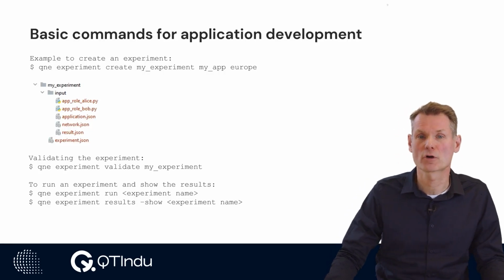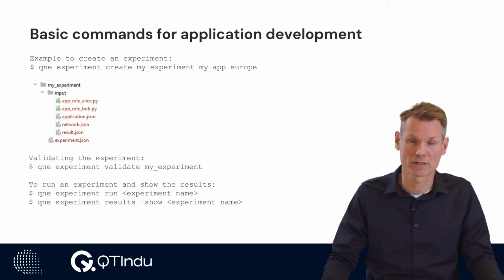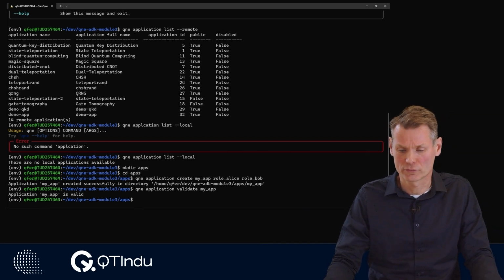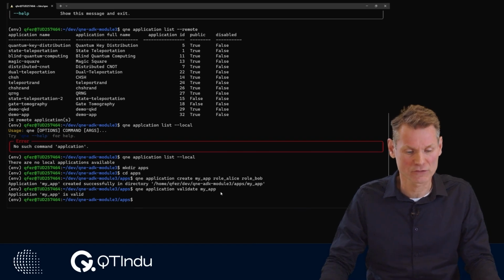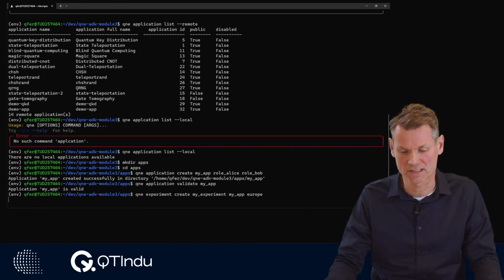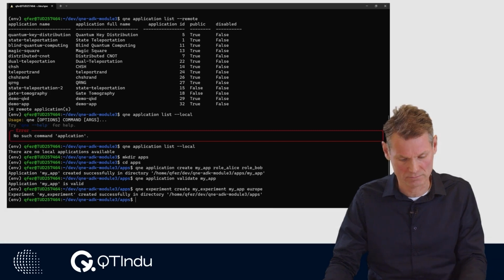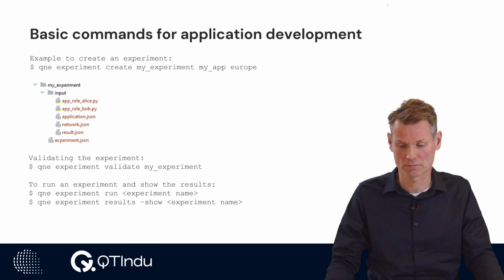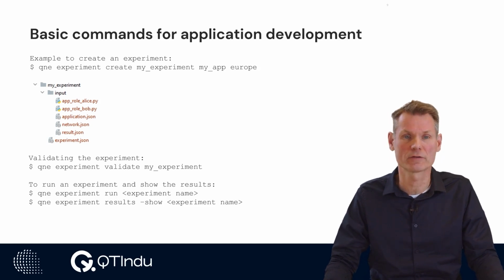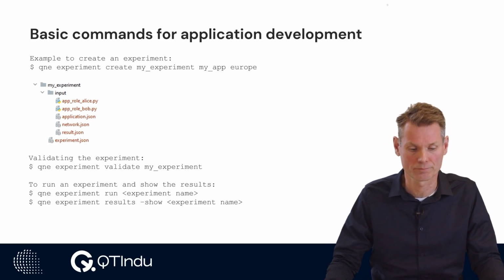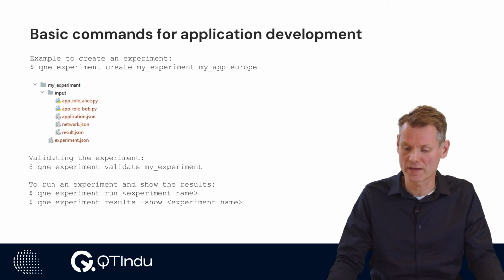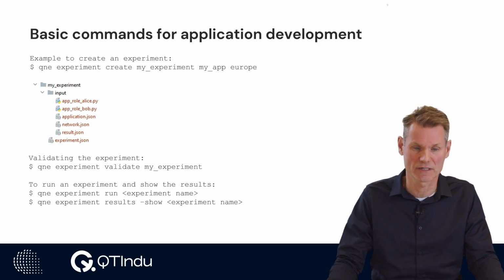Now we will go over the commands for creating an experiment. Given the application name and the network name that we want to create an experiment for, the file structure is created based on templates for the expected experiment files. Notice that the application files are part of the experiment files and are copied to the input directory for the experiment. One additional file, experiment.json, is added. The next module will dive into the contents of this experiment.json.